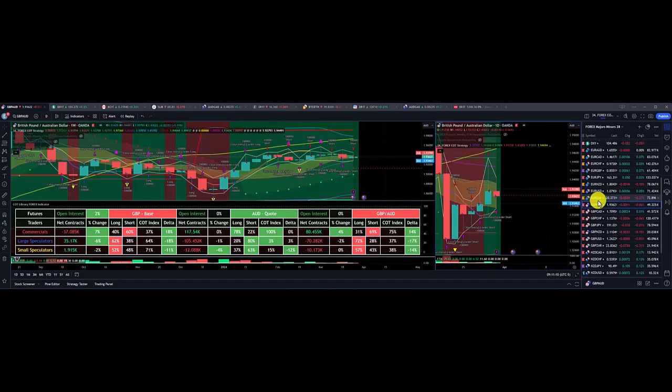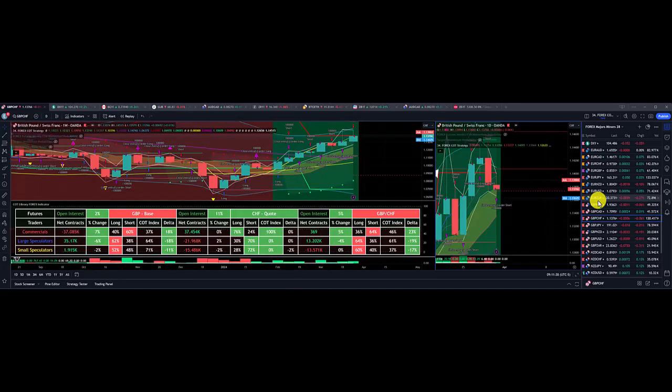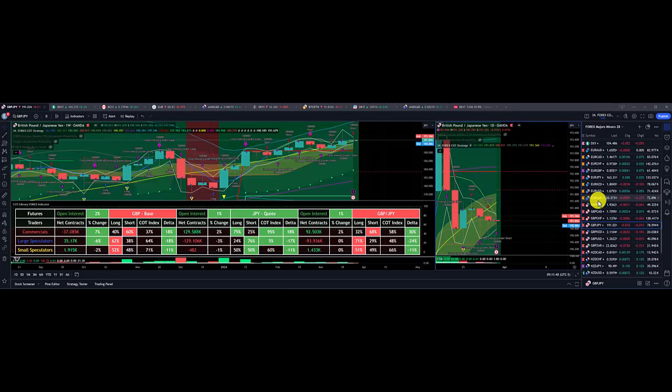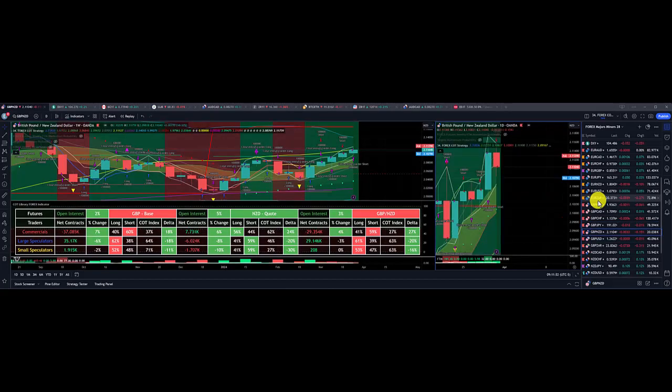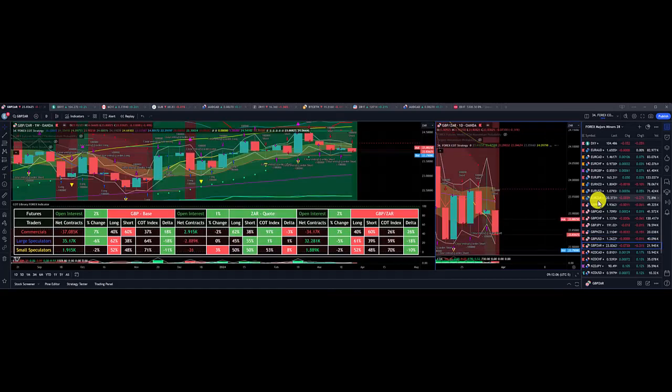No significant edge on British pound Aussie dollar. Potential long, though the COT index is in selling positioning here for next week for British pound Canadian dollar. British pound Swiss franc looks to be a nice short for next week. No significant edge on British pound Japanese yen. No significant edge for British pound New Zealand. British pound US dollar looks to be a good short. No significant edge on British pound South African rand.